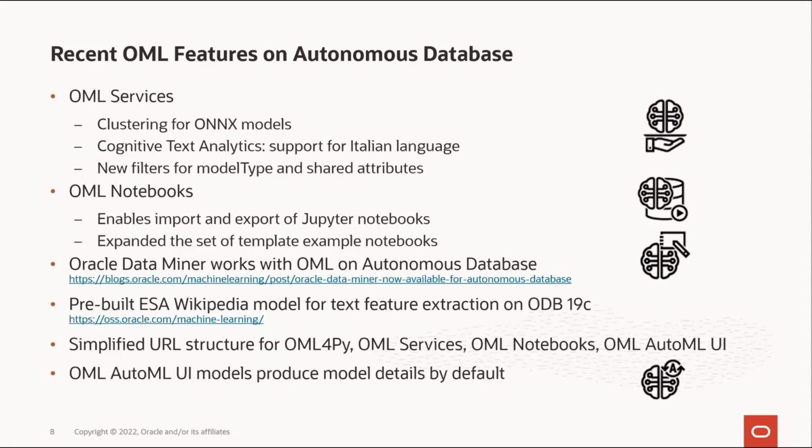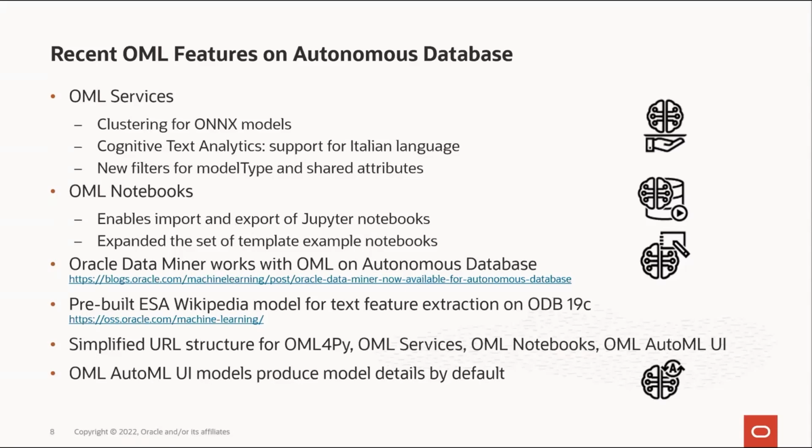We've updated the pre-built explicit semantic analysis Wikipedia-based model, supporting capabilities like text feature extraction and text similarity. This explicit semantic analysis wiki model is built using millions of Wikipedia articles with the topics reduced to about 160,000. And you can download the model from the link shown here.